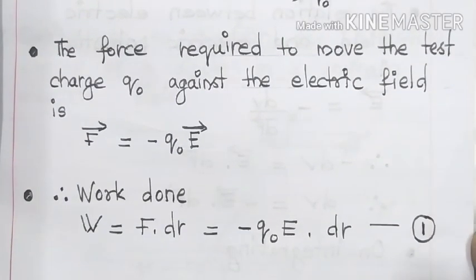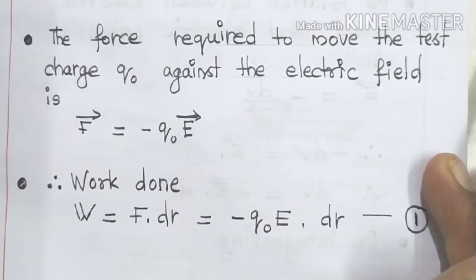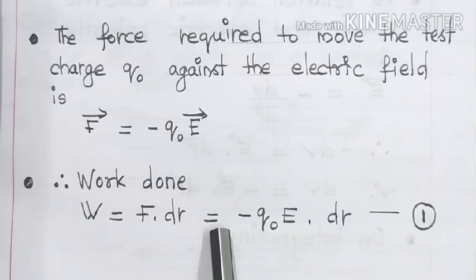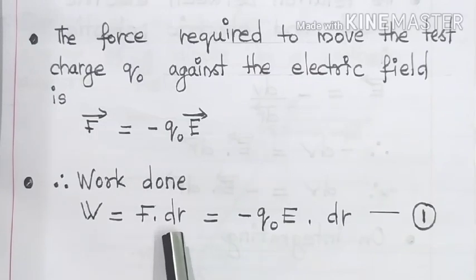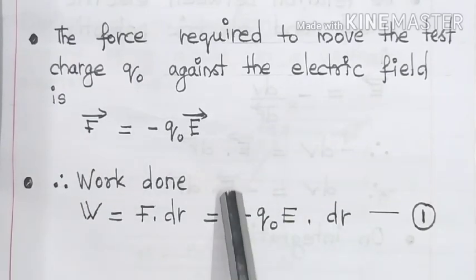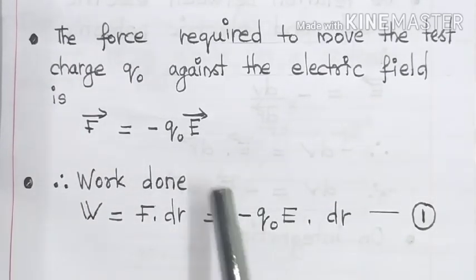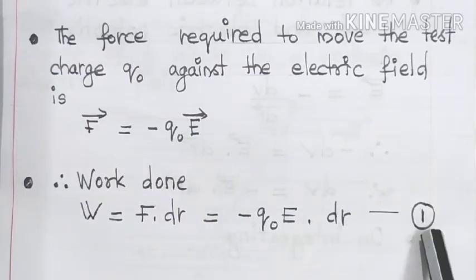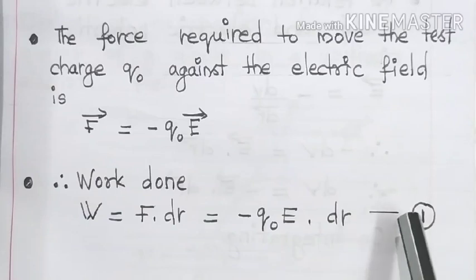Now, work done. What is the formula to calculate work done? Work done is force into distance. Here F is the force and dr is the small distance. Again, in place of F, let me write its expression: minus Q naught E dot dr. Let it be equation number 1.